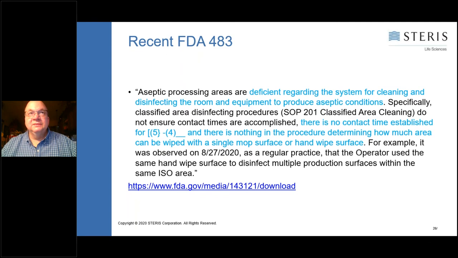A recent 483 from FDA from late this year, I actually pulled it off the web, from the FDA chat room, you can see here very closely that regulators are paying very close attention to wet contact time. They want to make sure that the surface is wet long enough, whether you're using a mop or a wipe, to kill the bioburden on that surface. If you're not paying attention to that, you could see a 483 from that.